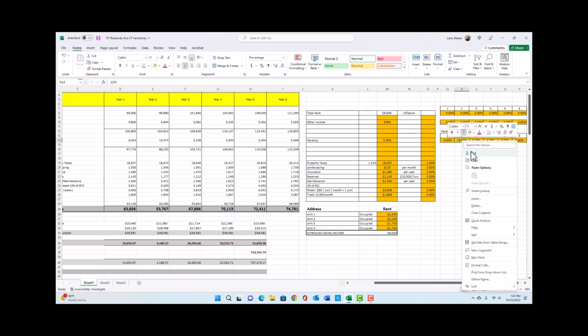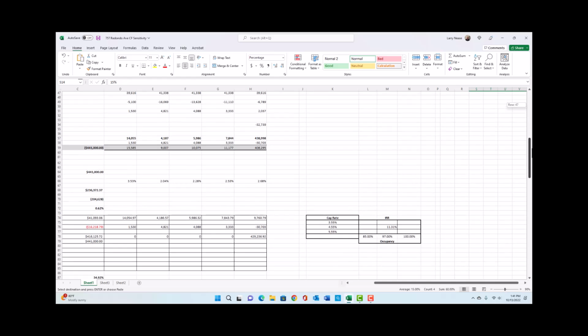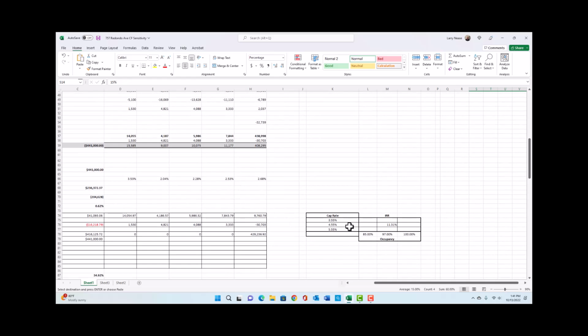I'm going to change this number and copy it over here. All right, now let's just go back down and look at what happened to the internal rate of return. In that case, the only change we made was occupancy, and the internal rate of return fell to 0.62%. And I'll plug that in here.